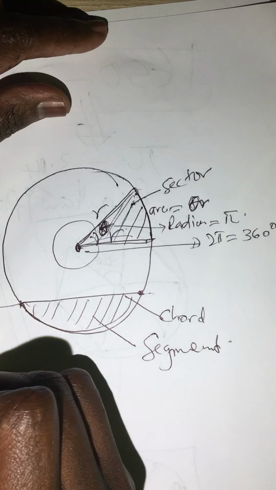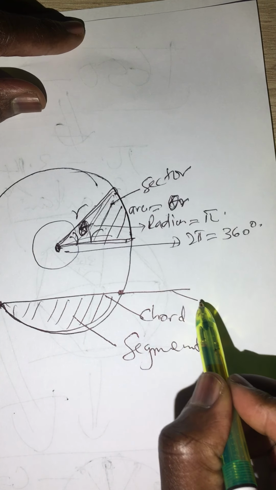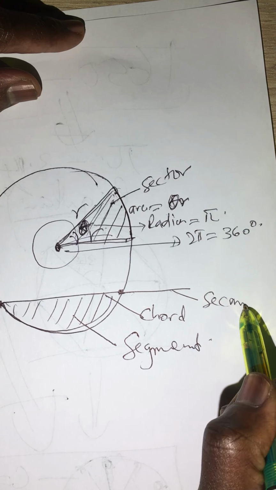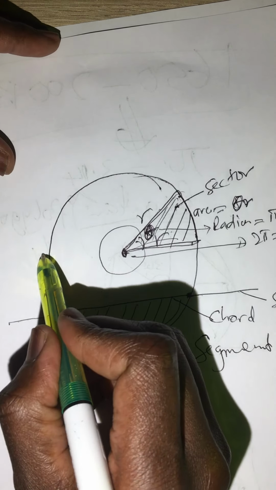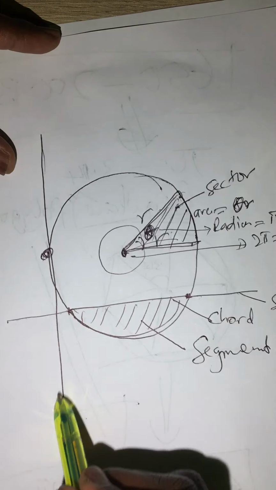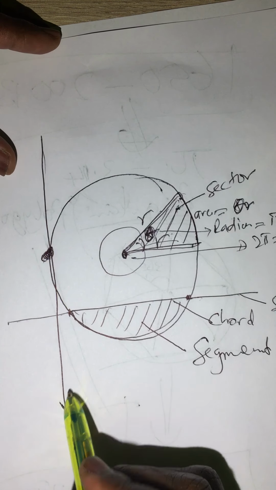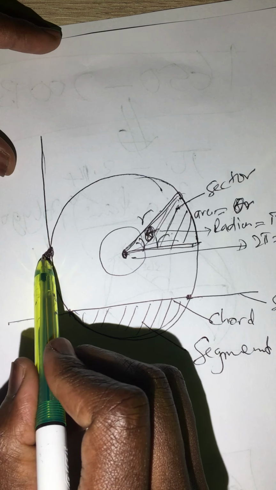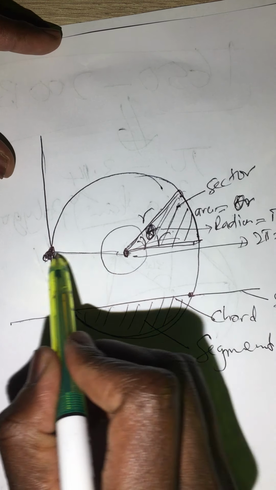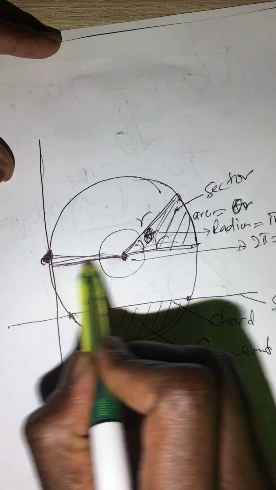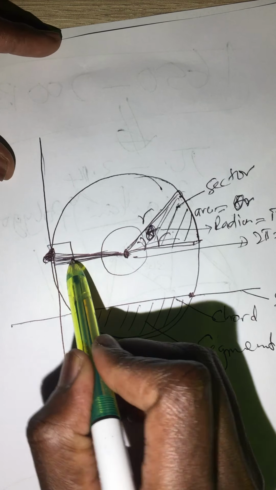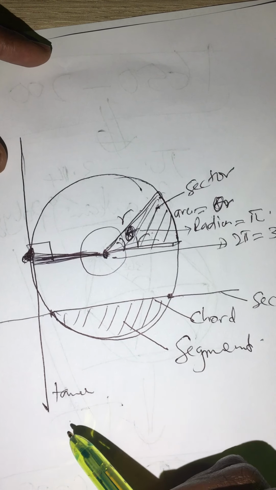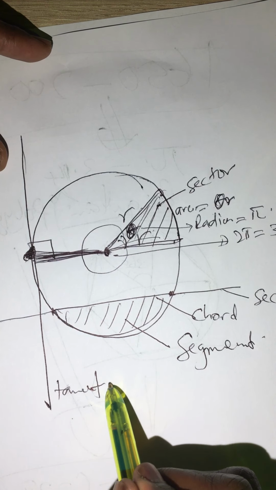When you extend this line, you will end up with a special line called the secant. And then the circle also defines another line which touches the circle at one point. That line is called a tangent. It touches the circle at one point, and it is perpendicular to the radius of the circle. So wherever you move, it will always be perpendicular. The circle defines the tangent for us.